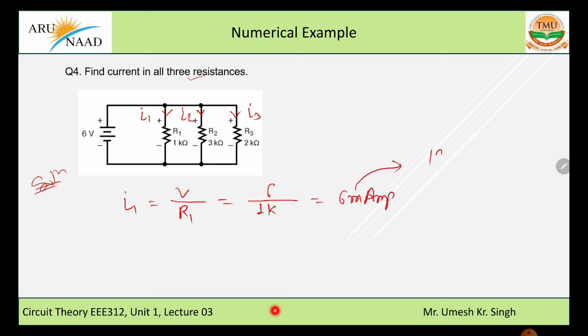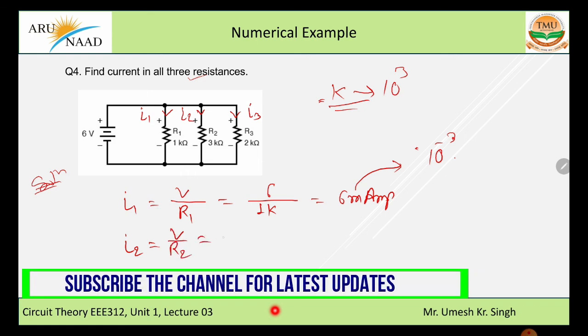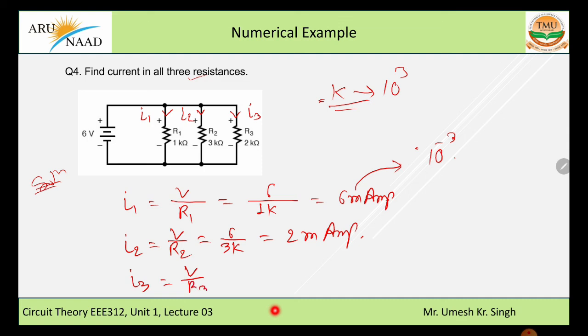Here milli means 10 raised to power minus 3, and in the same manner K means 10 raised to power 3. These notations should be known. In the same manner I2 is equal to V upon R2 and this will be 6 upon 3K, that is 2 milliamp. I3 is equal to V upon R3 and this will be 6 upon 2K, that is 3 milliampere. These are the answers. So that's all for today's lecture.